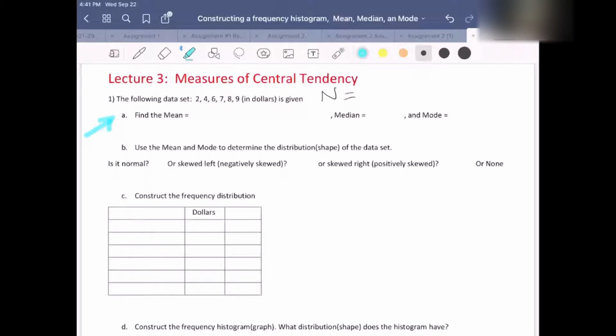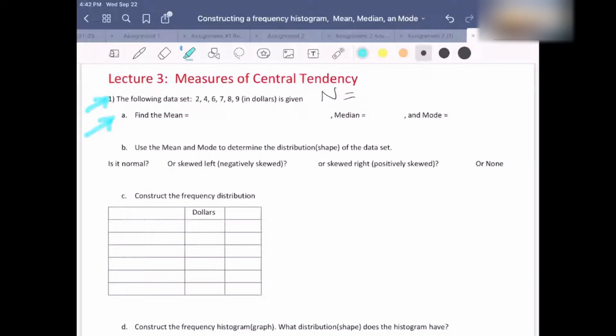Do you want me to read the whole thing? Just number one, the first line and part A. The following data set, 2, 4, 6, 7, 8, and 9, in dollars is given, and then find the mean, the median, and the mode.